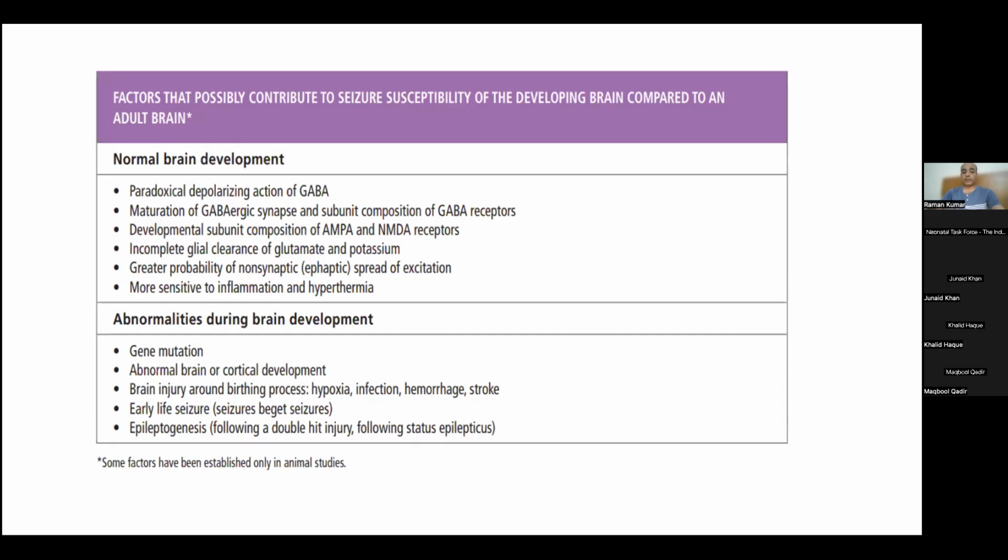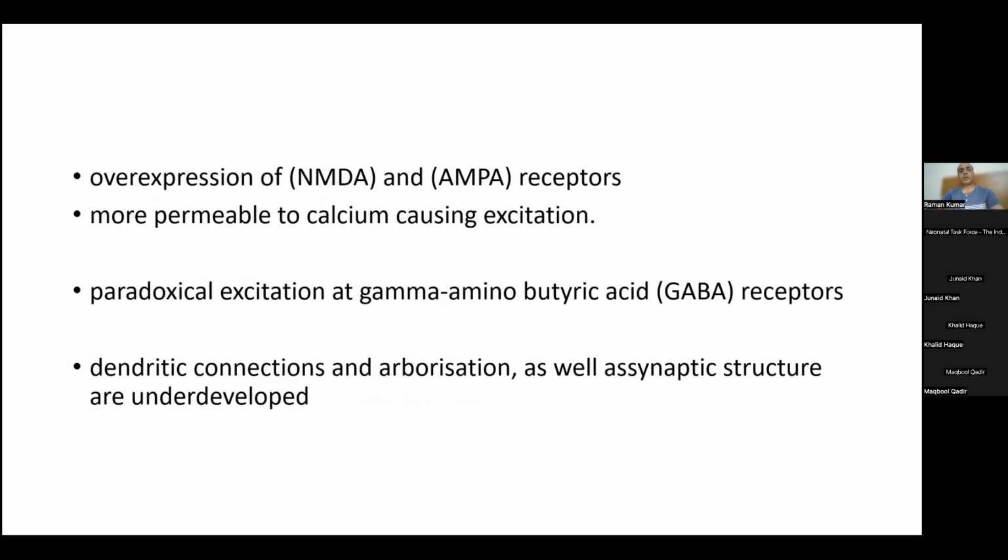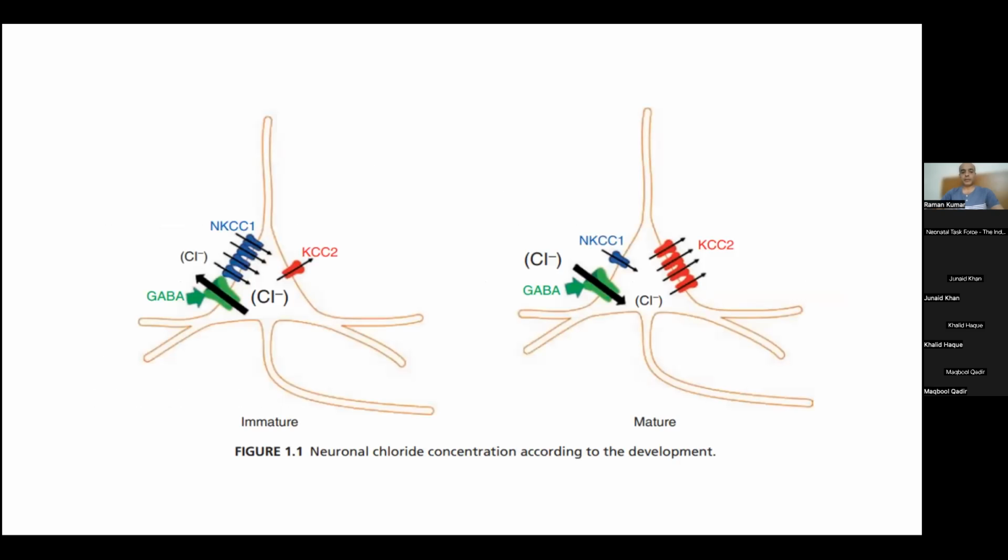A newborn brain is more sensitive to inflammation and hyperthermia as well. If we talk about brain abnormality, a newborn brain is more susceptible to any abnormality, be it hypoxic-ischemic injury, infection, hemorrhage, any gene mutation, or any abnormal development of the brain. As we talked about, there is overexpression of NMDA and AMPA receptors, which are more permeable to calcium, causing excitation. And there is paradoxical excitation at GABA, and dendritic connections and arborizations, as well as synapses, are underdeveloped. So this is what I'm talking about.